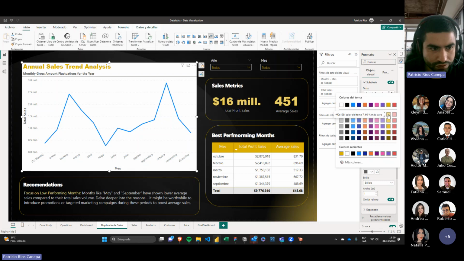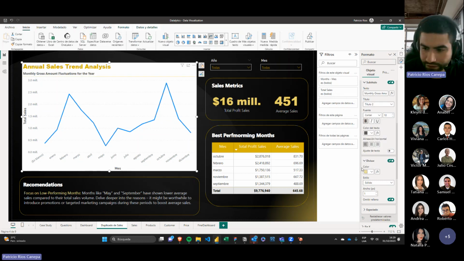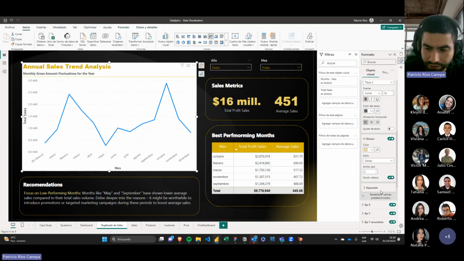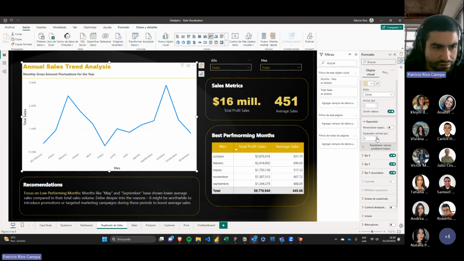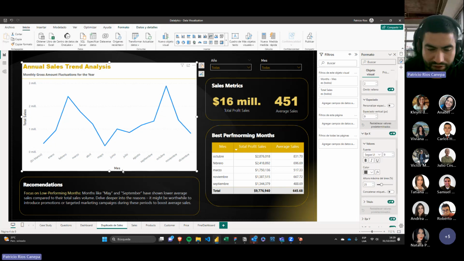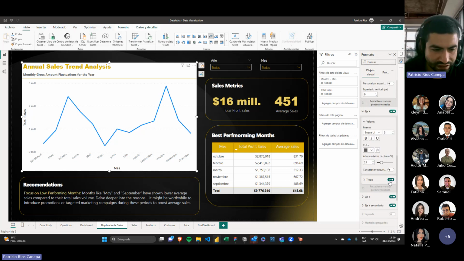Let's use this color, just put it in two. Maybe we can add some spacing on it. And we go over to the X axis. We don't want to see the title.